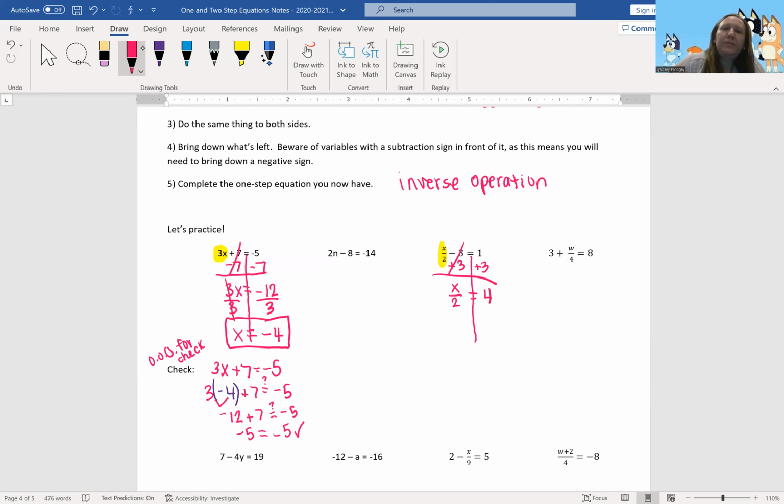And now to get rid of my division, I can multiply both sides by 2. Cross that off because that equals 1, because it's really 2 over 1. So number on top, number on bottom, they make 1. And we get x equals 8. And for my check, I'm going to rewrite it.